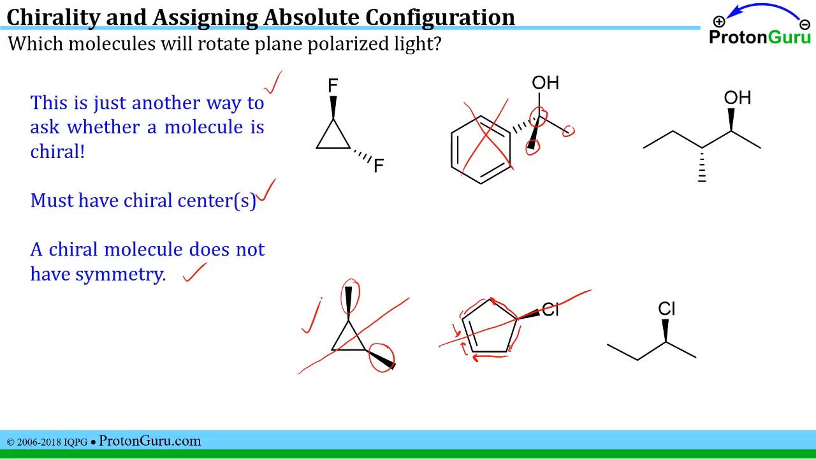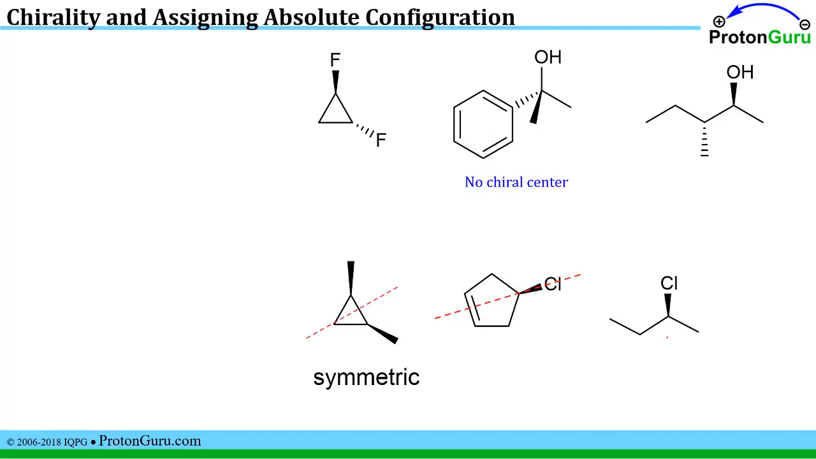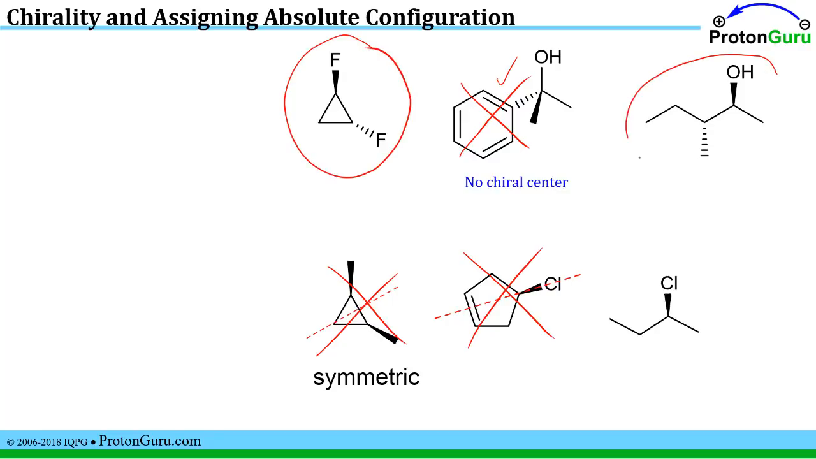This one's symmetric. This one is symmetric and has no chirality centers. This one has no chirality centers. If you look at the other ones, we see chirality centers here, here, here, here, and here, and they don't possess any planes of symmetry. So there's no chirality center here, does not rotate plane polarized light. These are symmetric, they do not rotate plane polarized light. The ones that do rotate plane polarized light, the ones that are chiral, are the ones we have here.